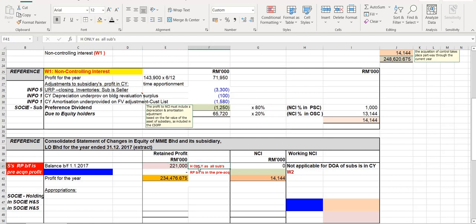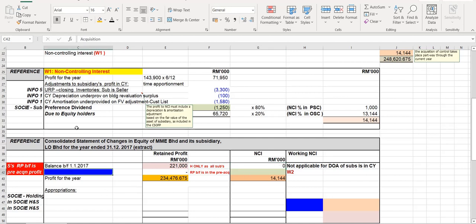I've put here a note H only, which refers to the holding company, as all subsidiaries' retained profit brought forward is in the pre-acquisition period. Right. Next, we also don't have the non-controlling interest brought forward on 1st of January. Why? That was because on 1st of January, it was not yet acquired. The acquisition of the subsidiary only took place on 1st of July 2017. So here it will be 0.